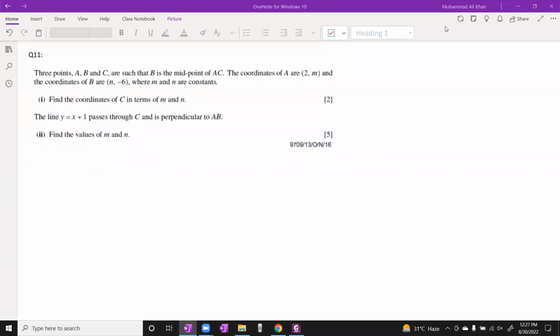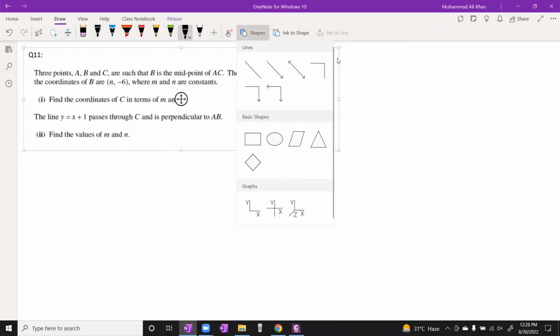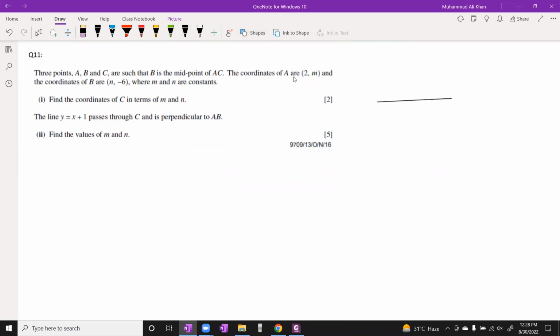Okay, students, we are starting question number 11 from the past paper of coordinate geometry. In this question, there are three points. 3 points A, B, and C are such that B is the midpoint of AC. First, if we draw a diagram here, 3 points and B is the midpoint of AC.